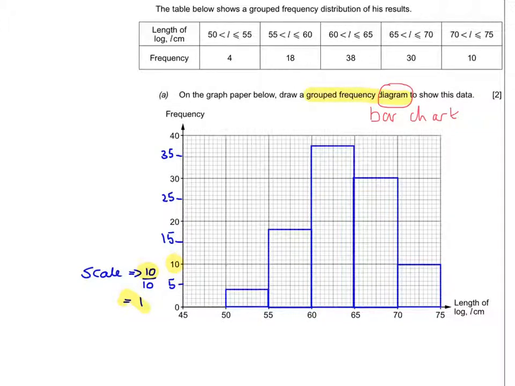Frequency polygon, anyone know what that would look like? I said it's a line graph. Anything special about where it's plotted? It needs to be plotted at the midpoints.